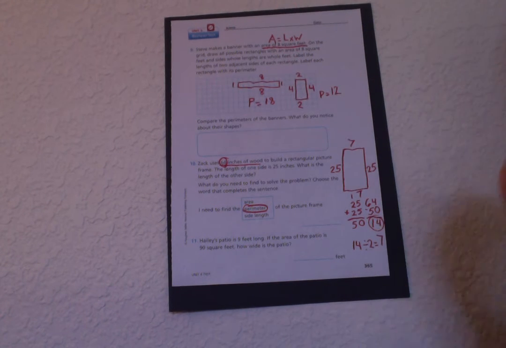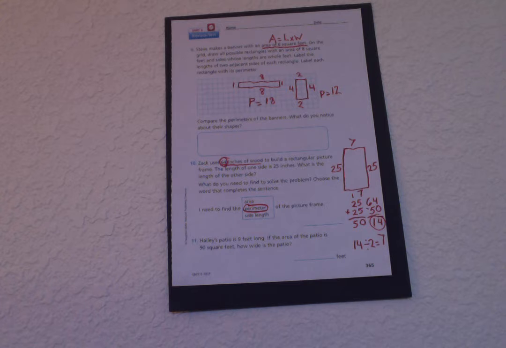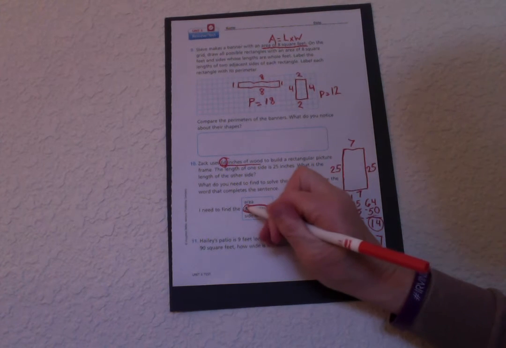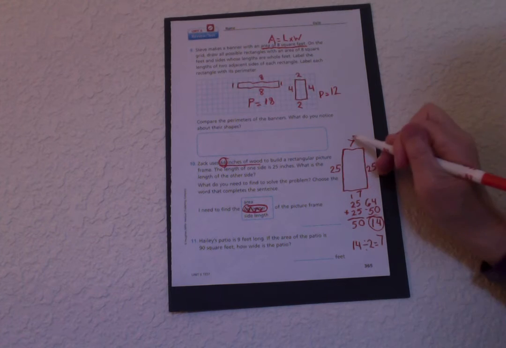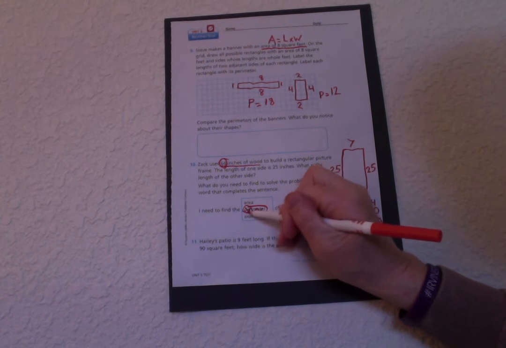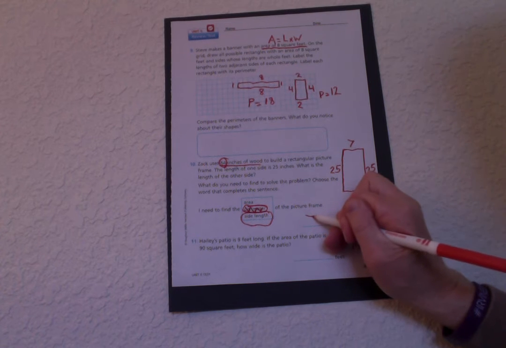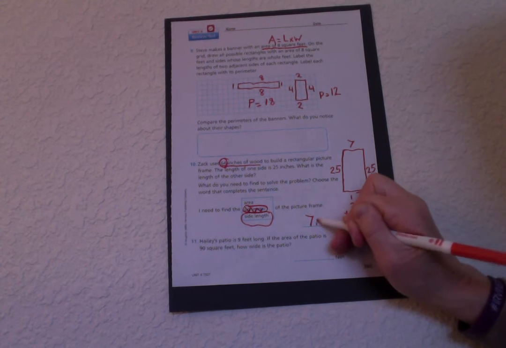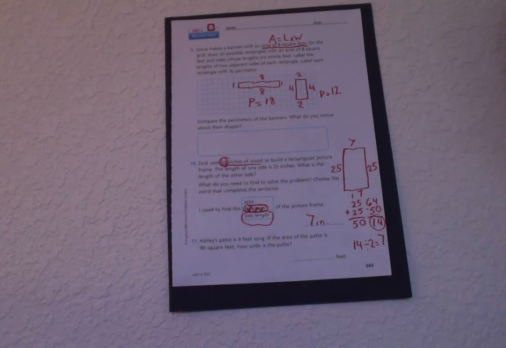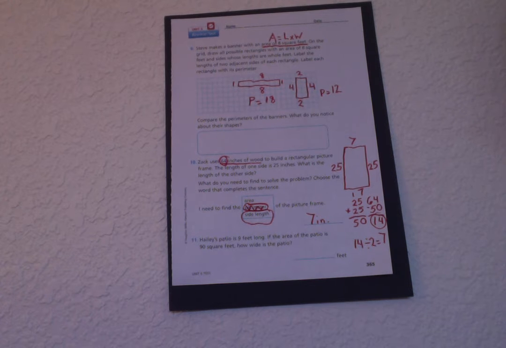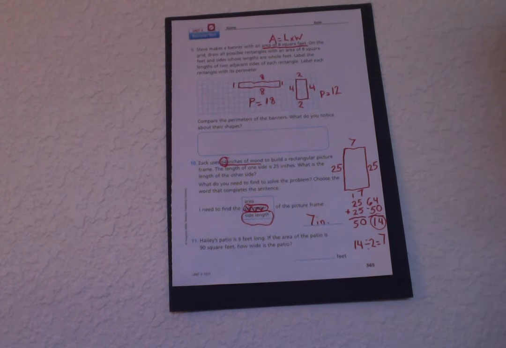Did we find the perimeter so that we could solve that? Actually, my mistake. We actually found the side's length, didn't we? And we figured out that it was 7 inches. I hope that makes sense. That was kind of a big problem, wasn't it?